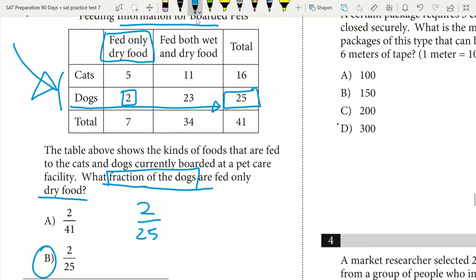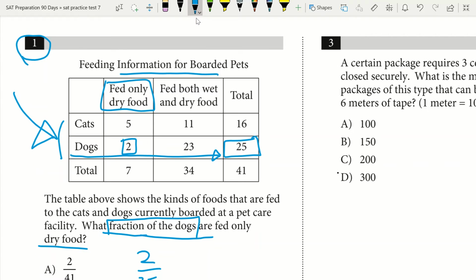Now, when you're dealing with a two-way table, I recommend marking up the table, okay? Here's why. When you mark up the table, it's harder for you to make a simple mistake, or a dumb mistake, as some people would call it, right? If I didn't mark this, and I was just looking at it, I might only go to 23 and not see my total is 25.